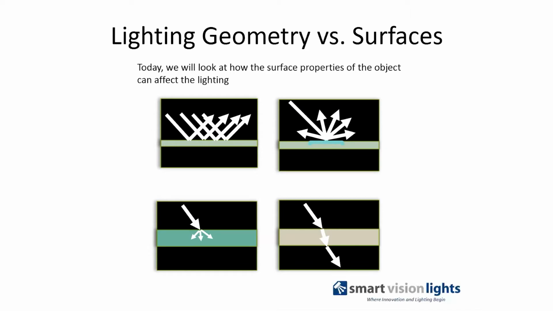Today, we're going to look at how the surface properties of the object itself can affect the lighting. So not only the light geometry and type of light we use and the position of those lights, but the object itself can affect how we choose and position those lights.